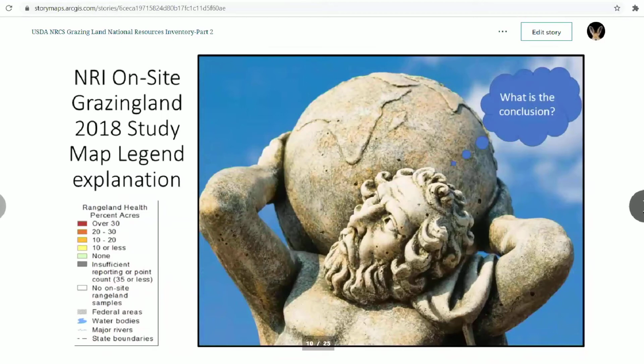So the map legend needs a little bit of explanation. The NRI study looks at lands with diverse management. If conditions change, then that reflects the conditions on all non-federal land, regardless of association with NRCS.